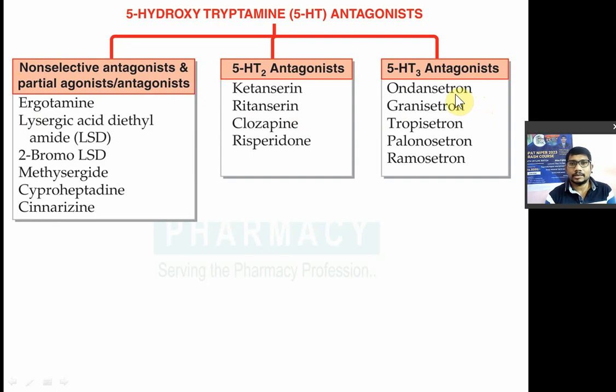ओके, देखो ondansetron, granisetron, tropisetron, palonosetron and ramosetron. यहाँ पे सब सेट्रॉन्स हैं, जैसे onda, granny, tropy, palo and Ramu. So all these are the setrons, setron derivatives, or they are known as 5HT3 antagonists. They are useful in the treatment of vomiting, right?